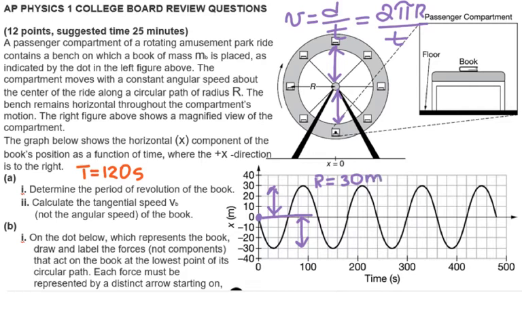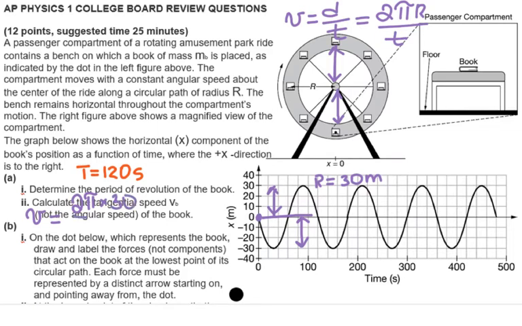So now if I plug this into my equation to calculate the velocity, I have velocity is equal to the distance, which is 2 pi times the radius of 30, divided by the time, which is 120 seconds. That gives me 4, and if I divide 2 pi by 4, that will give me 1.6 meters per second.